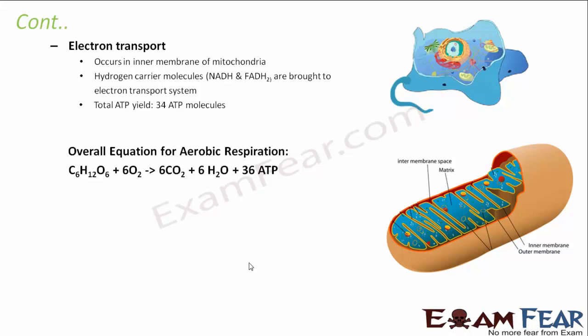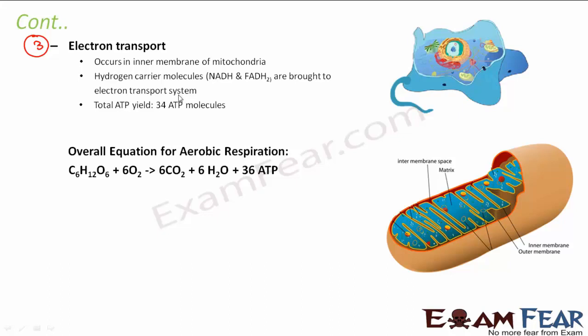What do I mean by electron transport? This process takes place in the inner membrane of mitochondria, that is, in this yellow colored structure. What happens here? The hydrogen carrier molecules which were produced in the previous step, what are they? They were NADH and FADH2. A lot of NADH molecules are produced. We will not go into the detail of these molecules. You just understand that the hydrogen carrier molecules actually have high energy hydrogen atoms. That is why they are called hydrogen carrier molecules, molecules which are carrying high energy hydrogen atoms.